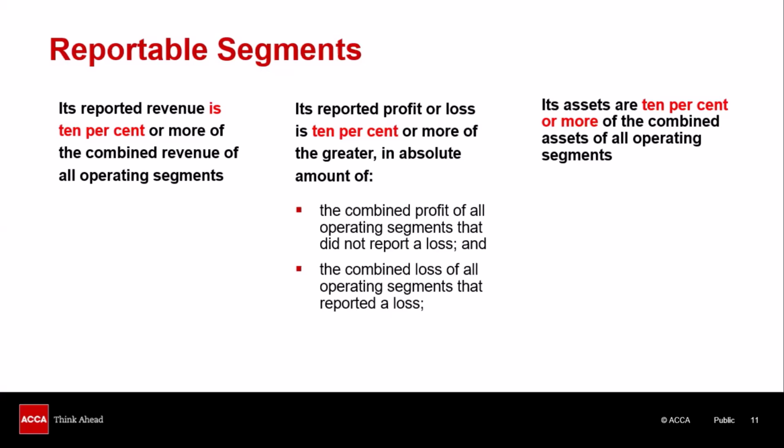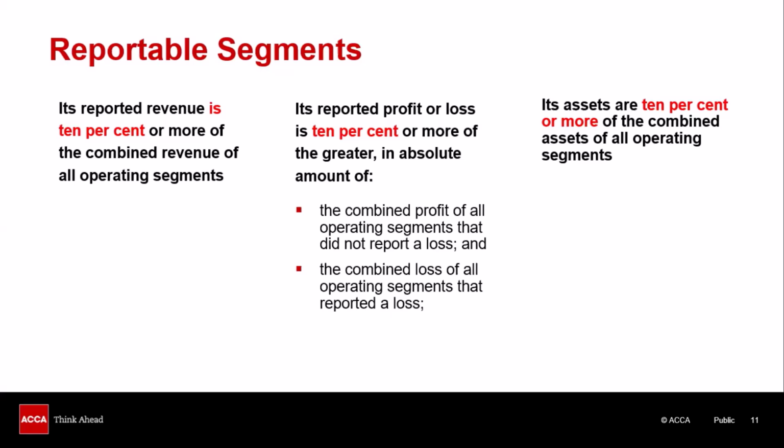Then the second one says its reported profit or loss is 10% or more of the greater, in absolute terms, of the profits, assuming you only take segments that generated a profit, or losses, that's combined losses, assuming you only take segments that incurred losses. Now, this one is a bit tricky, so we have to stop and think about what we're saying here. So we're saying it's going to be a reportable segment if its profit or loss is 10% or more of the greater of the two.